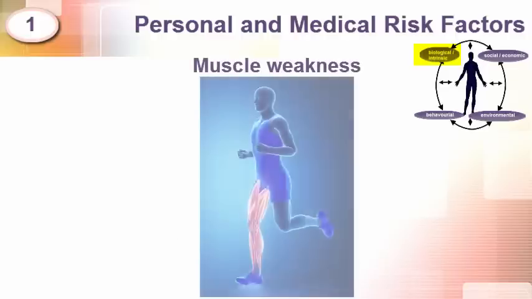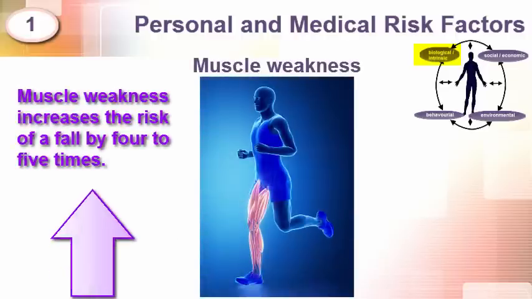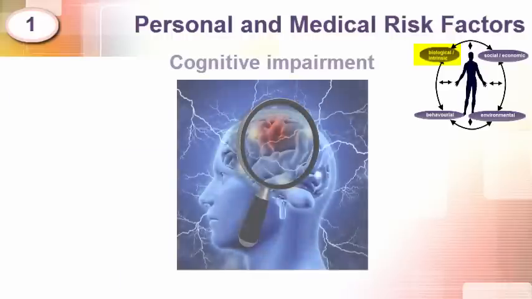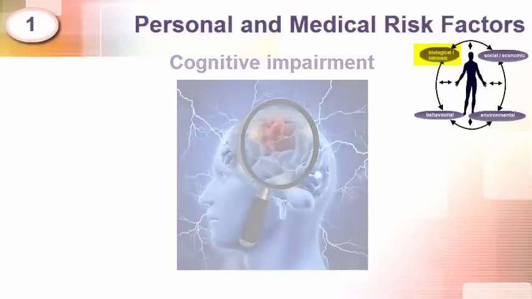Muscle weakness is one of the most important risk factors, increasing the risk of a fall by 4 to 5 times. Cognitive impairment can make it difficult for people to be aware of their environment and to make safe choices.